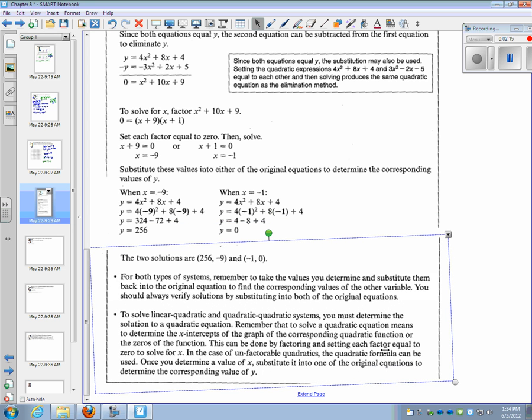To solve a linear quadratic and a quadratic, you must determine the solution to a quadratic equation. Remember that to solve a quadratic means determine the x-intercepts. This can be done by factoring. It can be done with the quadratic formula. You could even do it graphically if you wanted. And then once you determine a value of x, you substitute into the original equation and determine y. Okay, let's give it a try.